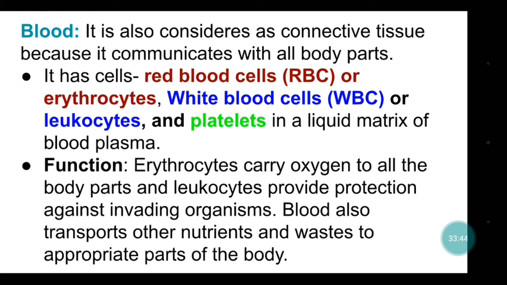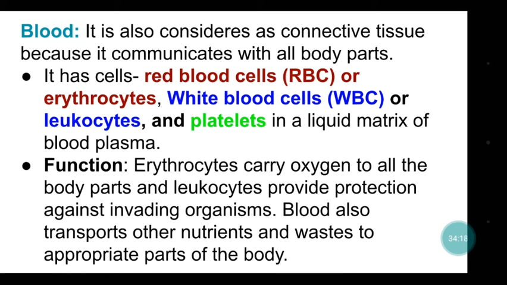It is made up of cells and a liquid matrix. Those cells are red blood cells, white blood cells, and platelets. Red blood cells are also known as erythrocytes. White blood cells are also known as leukocytes. These are all found in the blood plasma. Blood plasma is the liquid matrix.